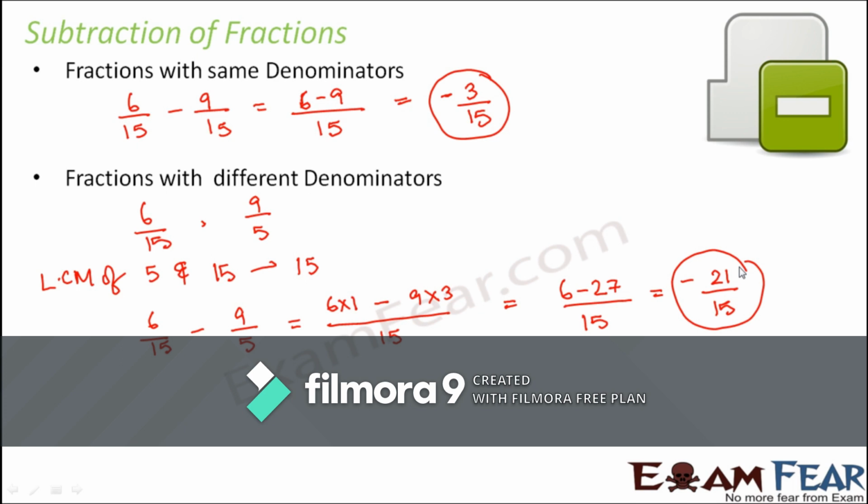So for addition and subtraction, in the scenario when both the fractions have the same denominator, it is pretty simple. That is, you directly add or subtract the numerators. But when you have different denominators, you take the LCM of both the denominators and then you proceed with the addition or subtraction. So basically this is how we add or subtract fractions.